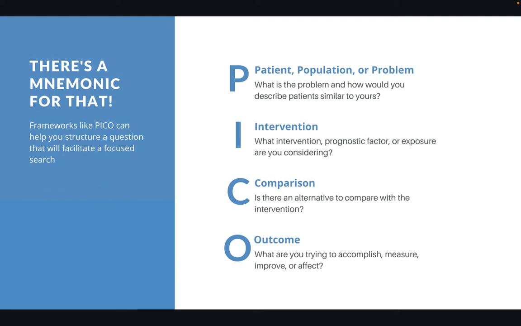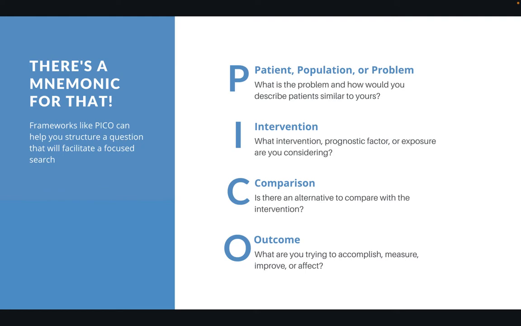So PICO stands for patient or population group, or subtypes, problem. I, intervention, that's the intervention that we need information about, which could be a prognostic factor, an exposure, a particular therapy or drug. The comparison, so what are we comparing our intervention against? Oftentimes the comparison will be a best practice, but sometimes it could be a second drug or therapy. And it's worth noting that sometimes, especially if the intervention we are looking for is itself a best practice, we might not even need to include a comparison in our question.